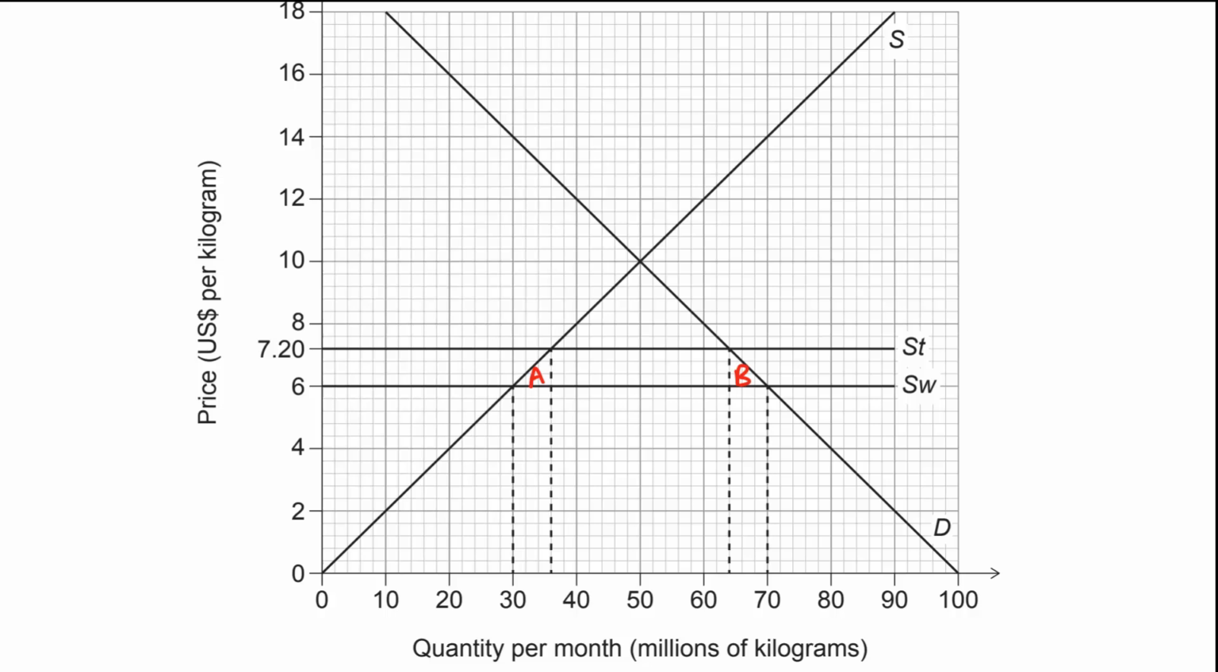Right, so what we have here is a regular supply and we have a demand, right? So we're used to seeing this. And on the vertical axis, we've got the price of wheat in US dollars per kilogram, and this is the quantity per month that's being traded in millions of kilograms, right?